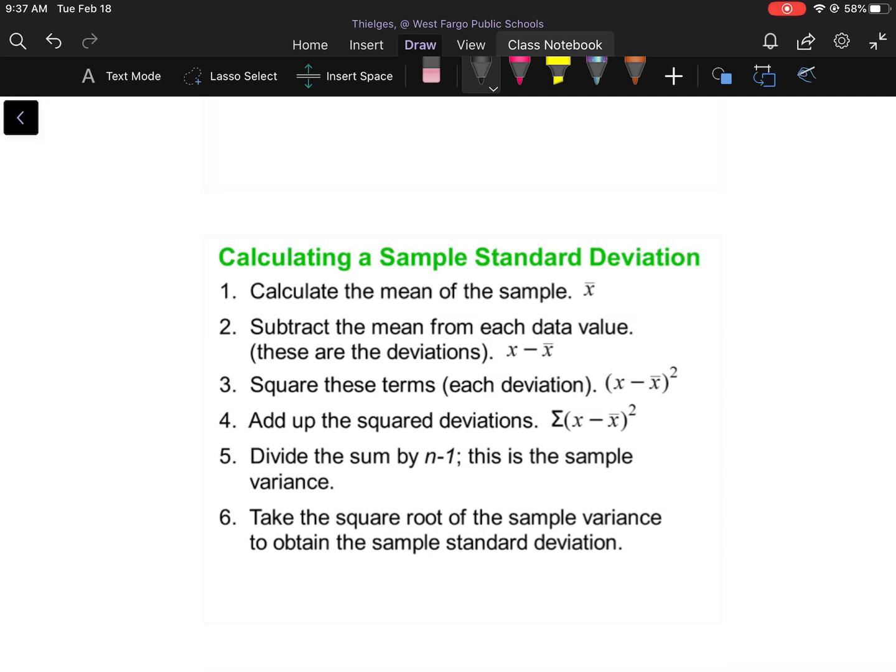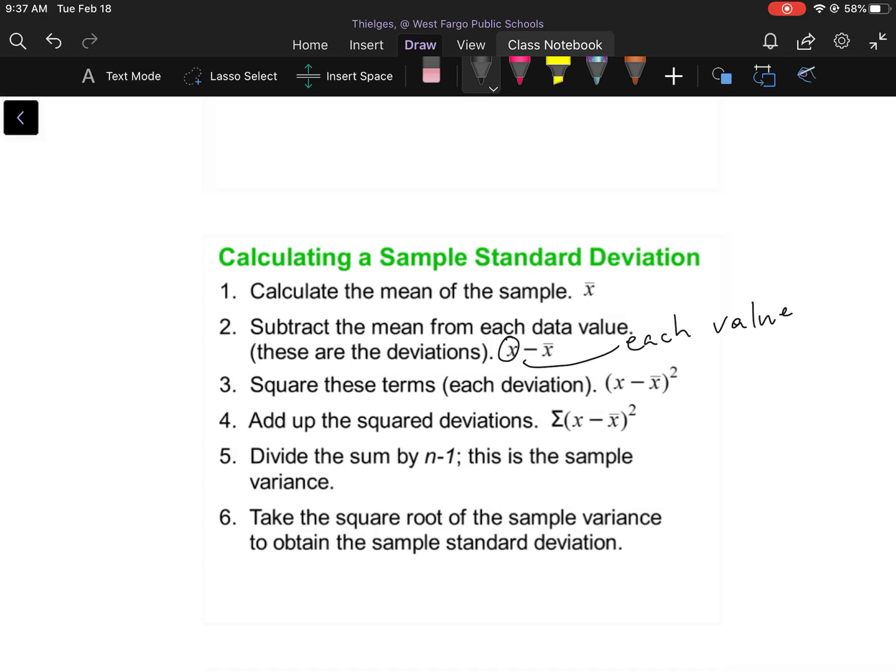First, you're going to calculate the sample mean, so x bar. You're going to make a list. In each of the lists, you're going to have this x, that means each value in your list, then you're going to subtract the mean from it. Some of these numbers might be positive, negative, or even zero. So the next step would be to square these deviations. So now they're all positive.